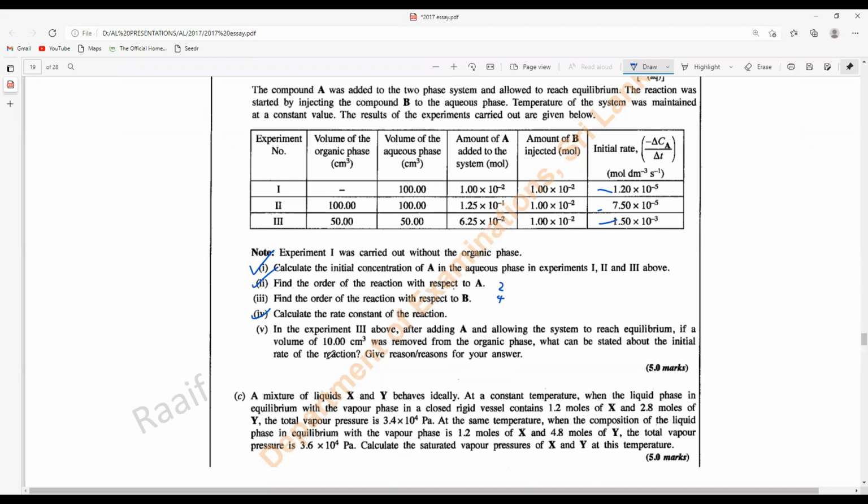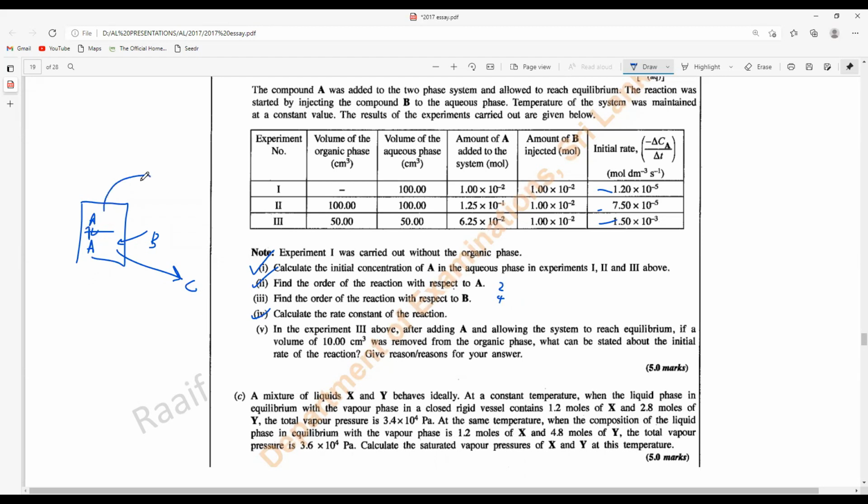Okay. In another experiment, in experiment 3 above, after adding A and allowing the system to reach equilibrium, if a 10 cubic centimeter volume was removed from the organic phase, what can be stated about the initial rate of the reaction? The idea is, experiment 3 is this, right? You had A in the aqueous, A in the organic, and this equilibrium is established, and then you inject B, and this reaction produces C, right?